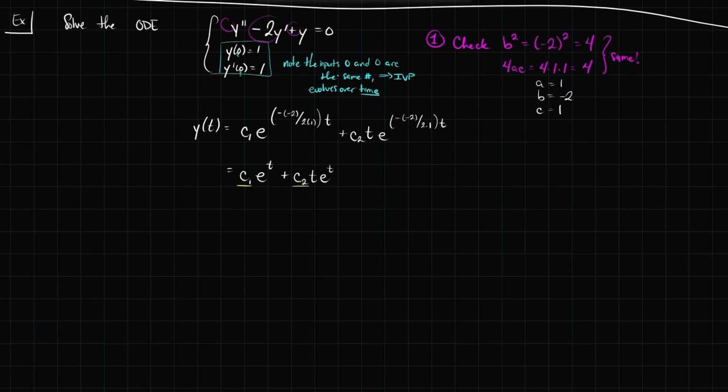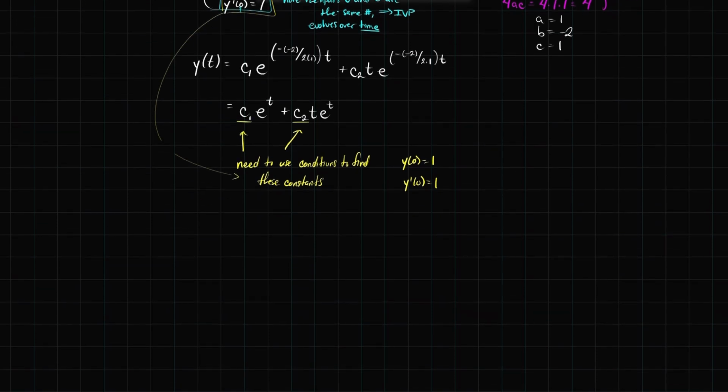I still have to find these constants, and I need to use conditions to find these constants. What are my conditions? They're these two values. So the conditions are y(0) equals 1, y prime at 0 equals 1. To go ahead and use those, I actually have to evaluate at 0.